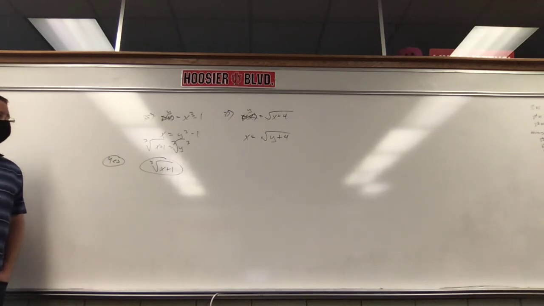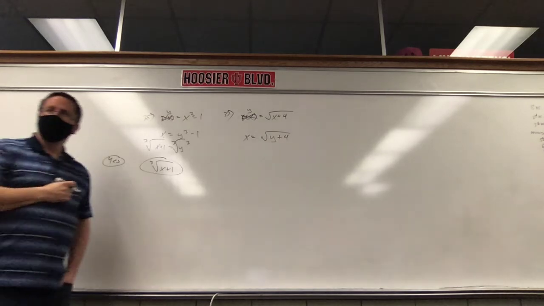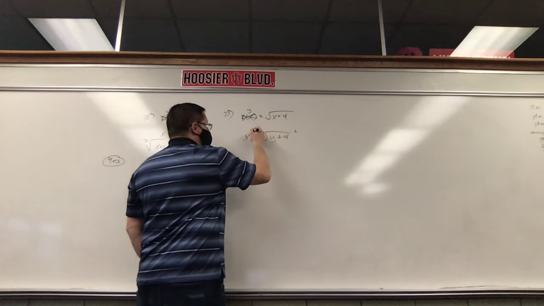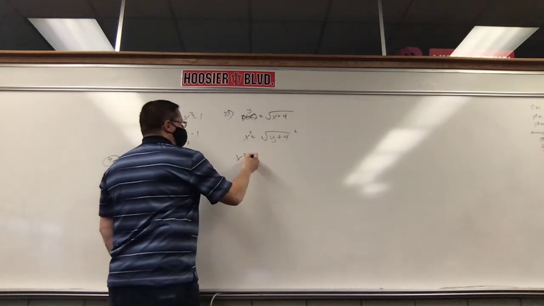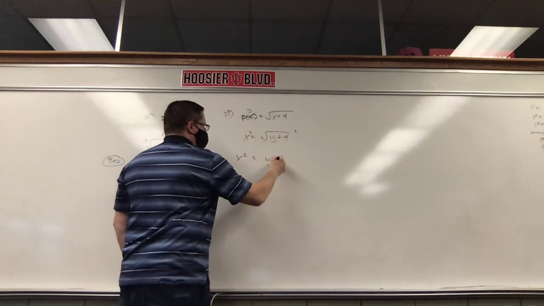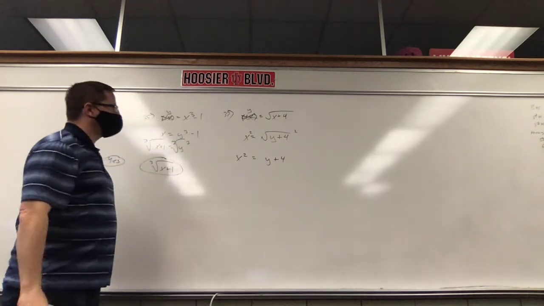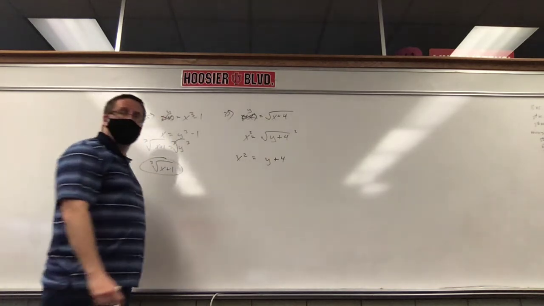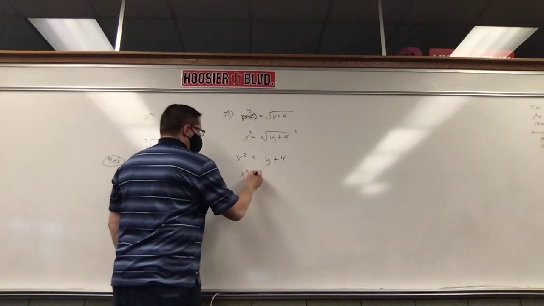So what do I do first? How do I get rid of that radical? Square both sides. If it was a cube root, you'd cube it. So we have x squared equals, these cancel, y plus 4. Or it is 4, I don't know why I wrote 5. Then what? Subtract 4. So x squared minus 4 equals y.